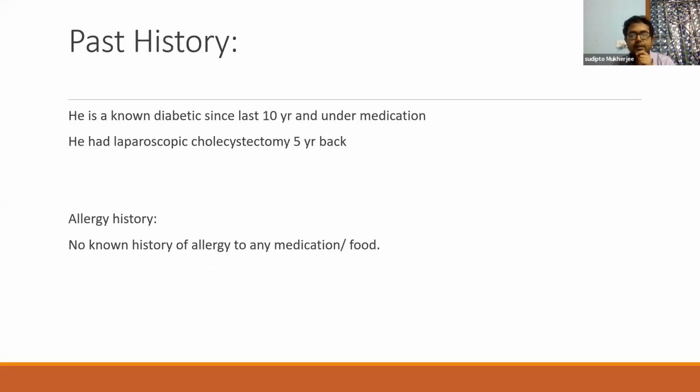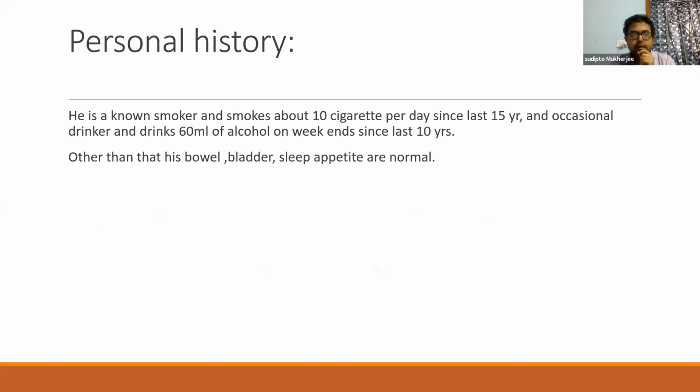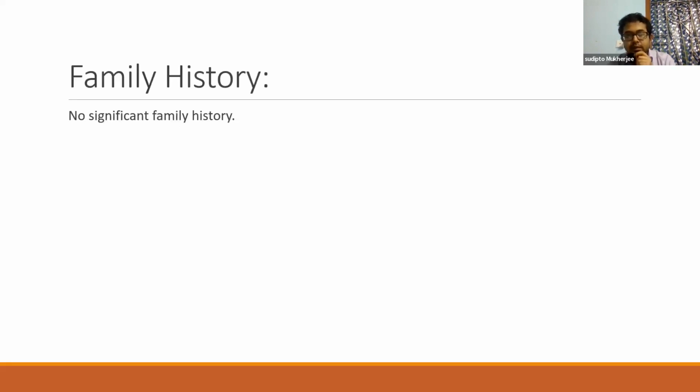On past history, he is a known diabetic since last 10 years and under medication, and he had laparoscopic cholecystectomy 5 years back. There is no known history of any allergy to any food or medication. On personal history, he is a known smoker and smokes about 10 cigarettes per day since last 15 years, and an occasional drinker and drinks 60 ml of alcohol on weekends since last 10 years. Other than that, his bowel, bladder, sleep, appetite are within normal limits. On family history, there is no significant family history.